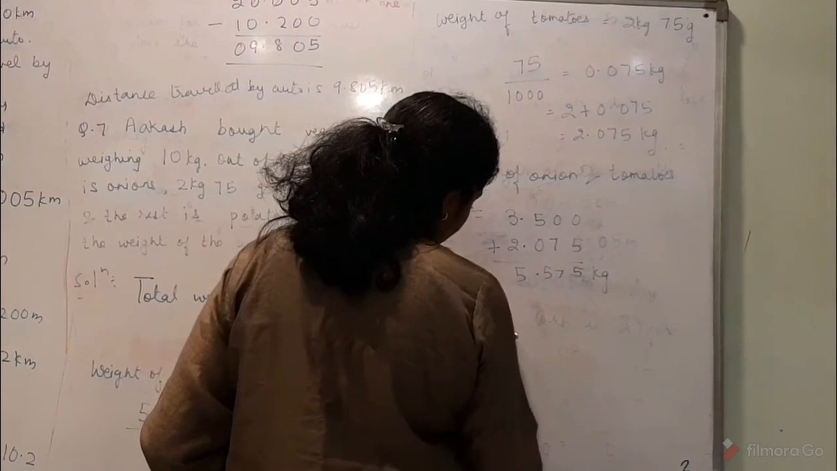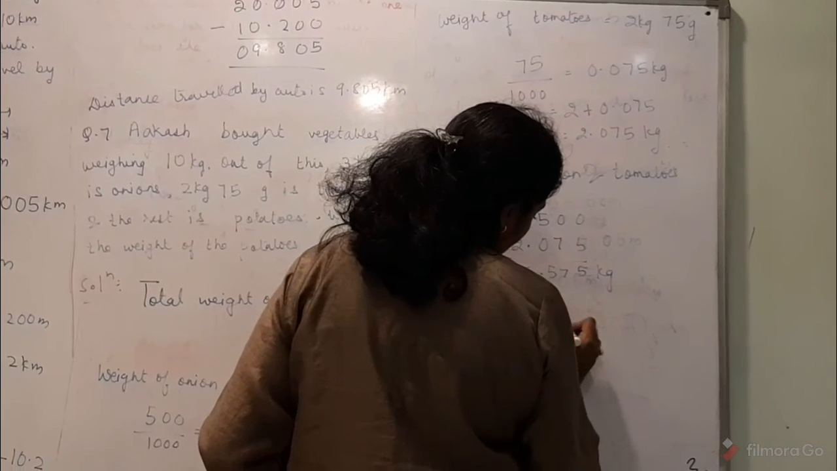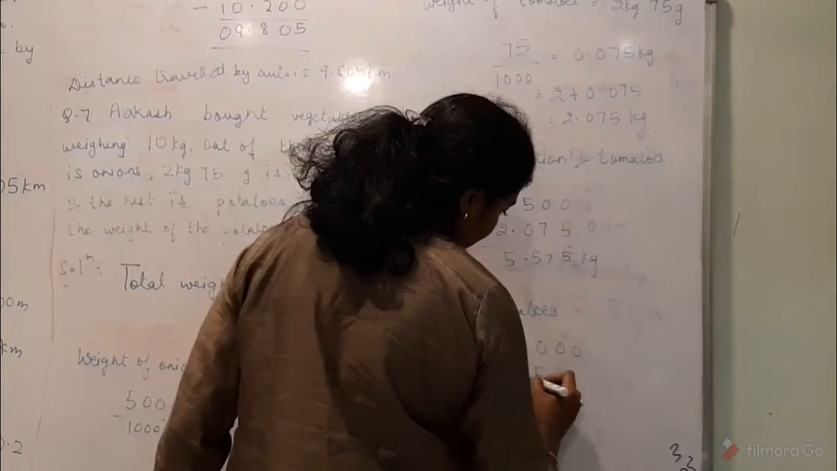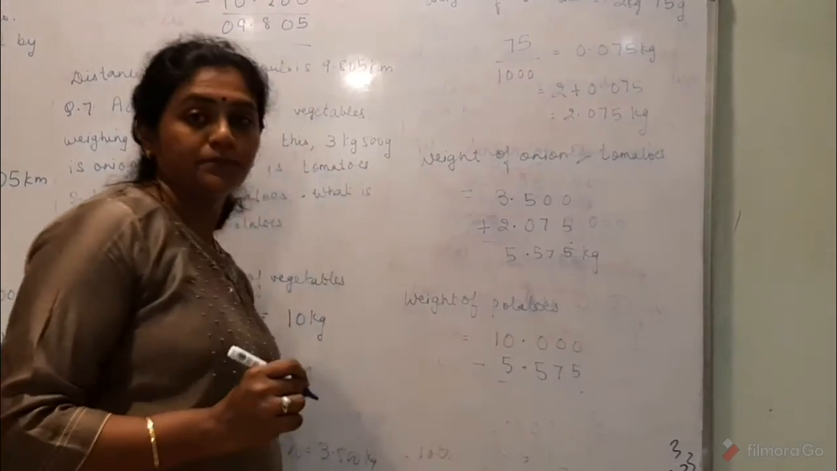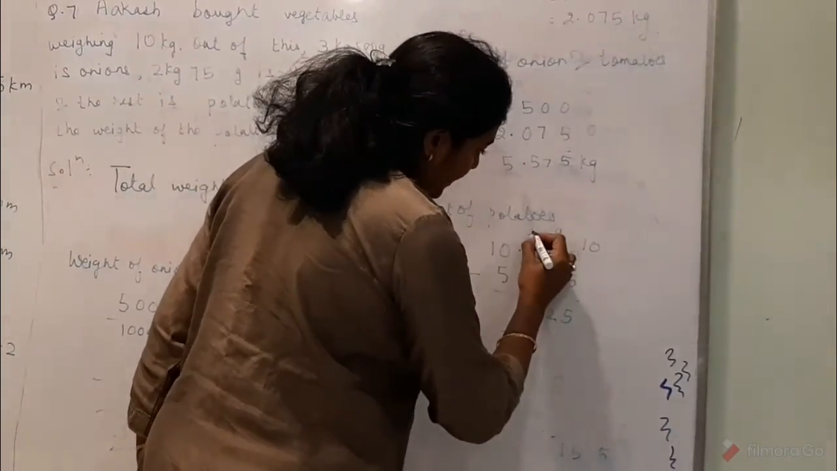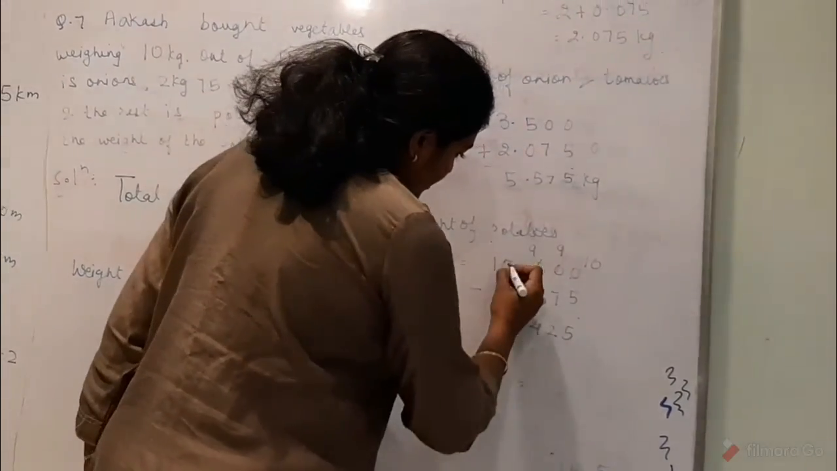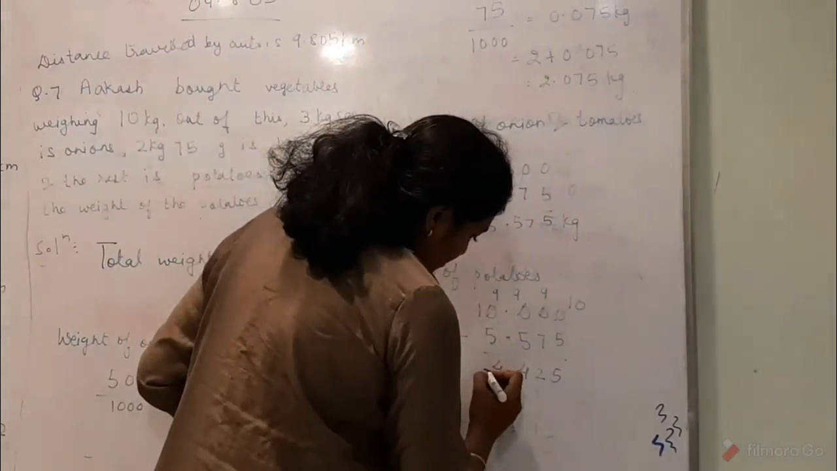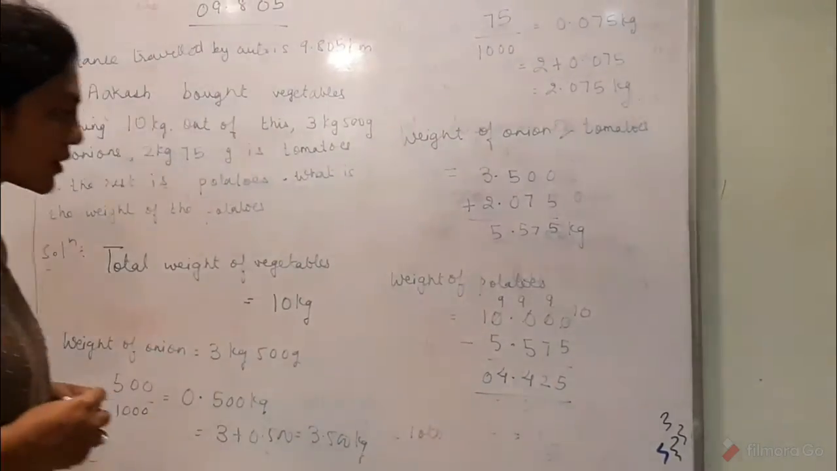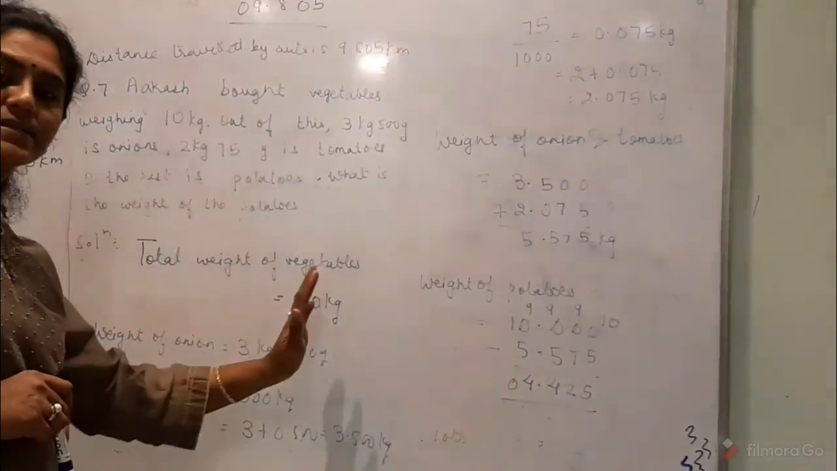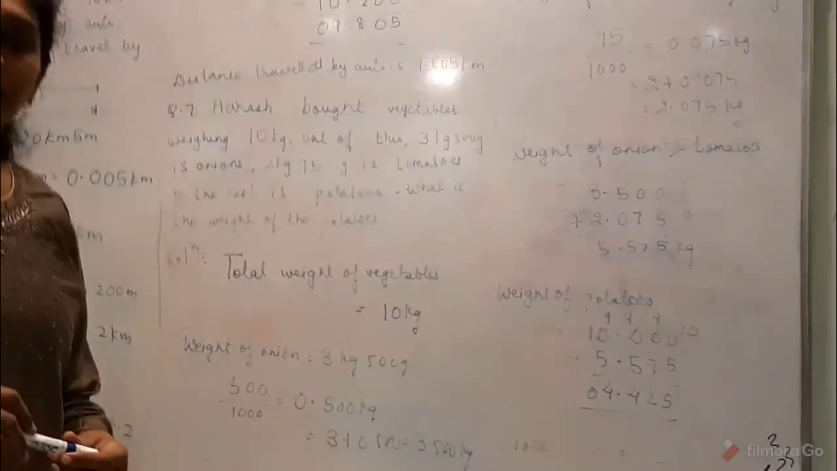So weight of potatoes, I will subtract from total. This is 10.000 minus 5.575. Right? So this is 4.425 kg. So you have to write the final statement. The weight of potatoes is 4.425 kg. So this completes your decimal chapter.